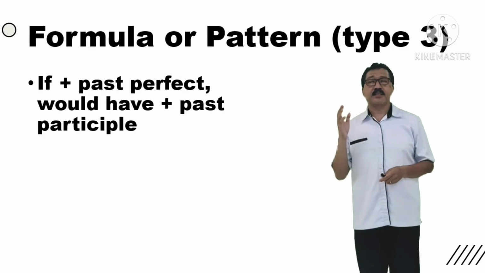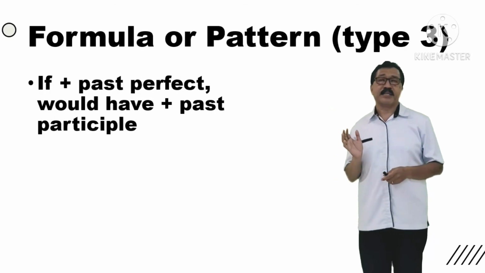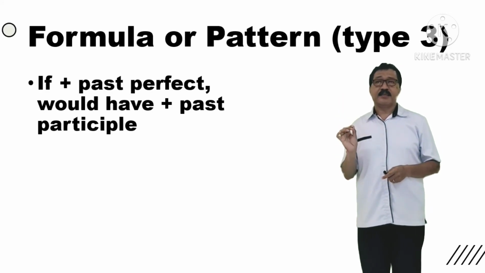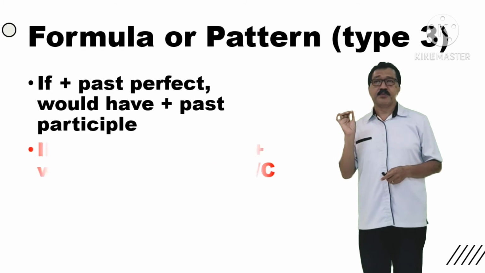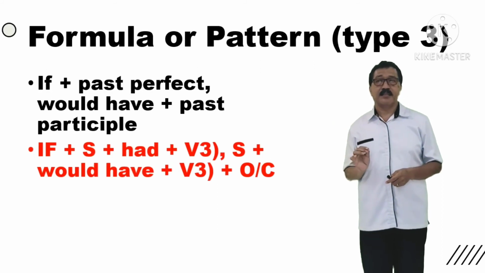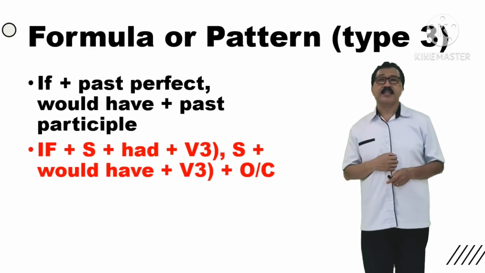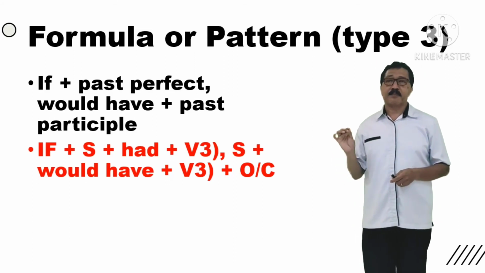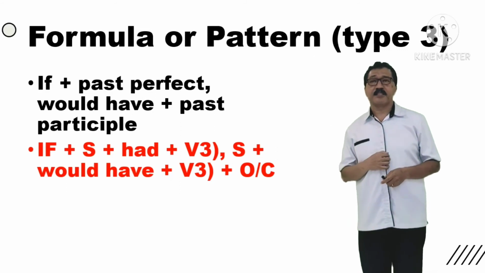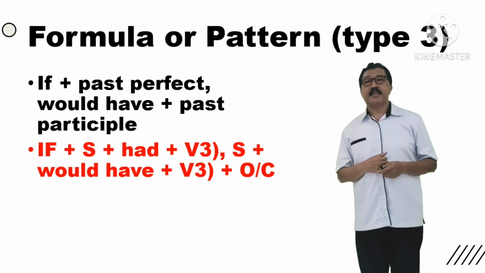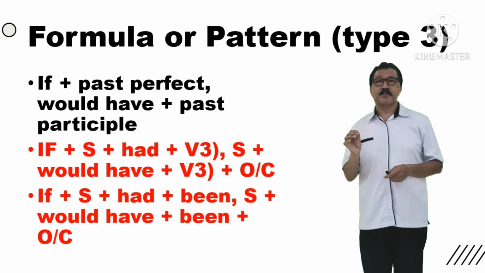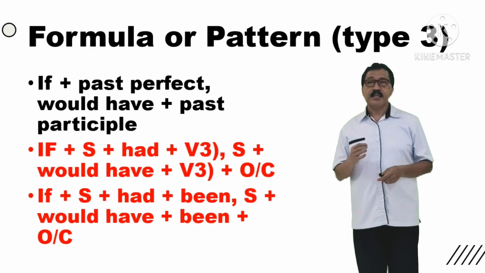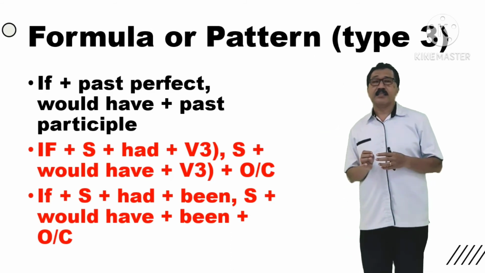And next we see the pattern or formula of type 3. If plus past perfect plus would have plus past participle. This is the pattern of type 3. In the complete pattern, you see if plus subject plus had plus verb 3 or past participle. And in the main clause, you use subject plus would have plus verb 3 plus object or complement.